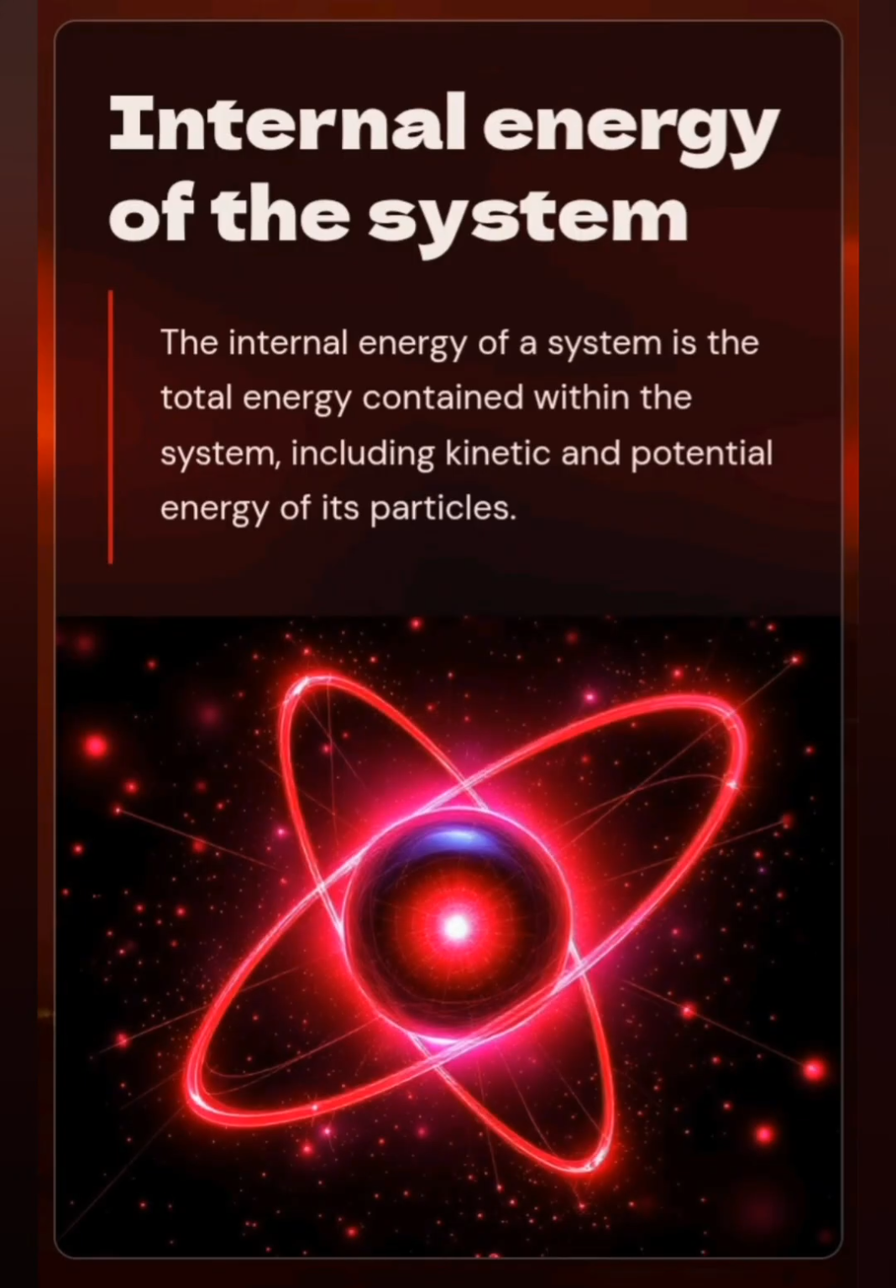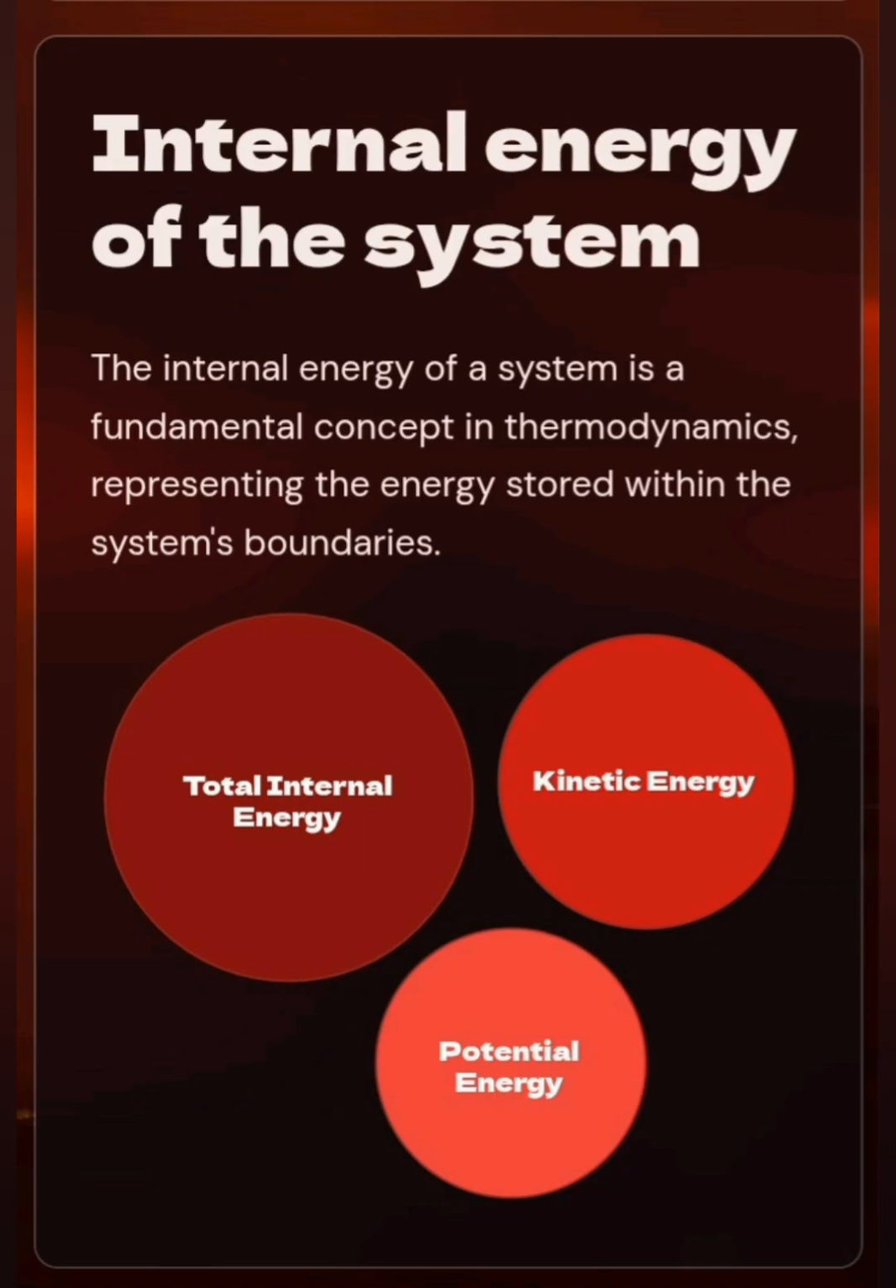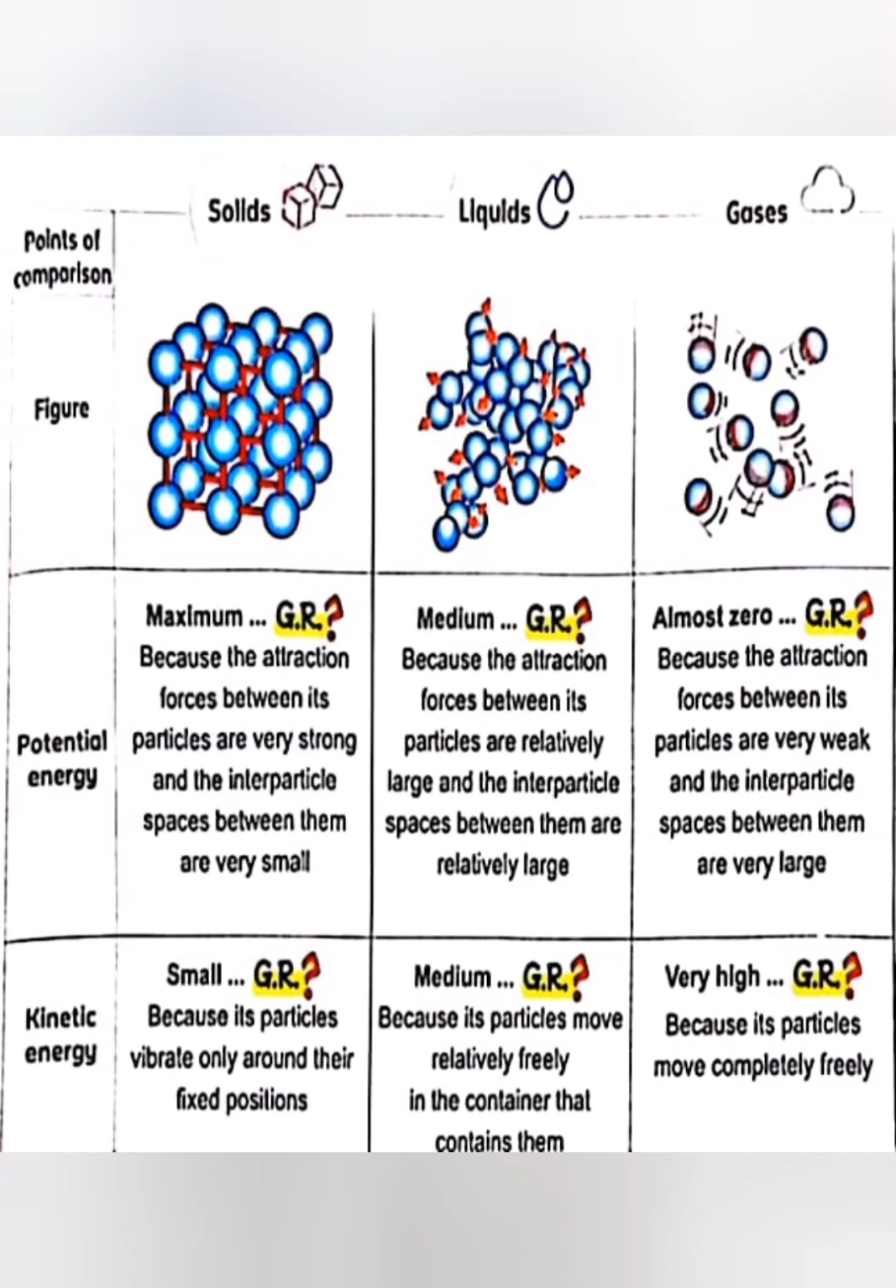Okay? Now, let's study the internal energy of the system. According to the particle theory of matter, any system consists of particles. Each particle has potential energy and kinetic energy, which differ depending on the state of matter, as shown in the following table. 1. Solids. Potential energy of it. Maximum. Why? Or give a reason. Because particles are very strong, and the spaces between particles are very small.